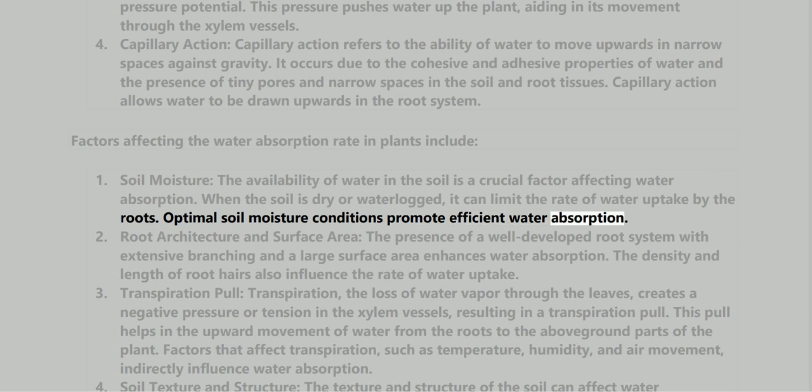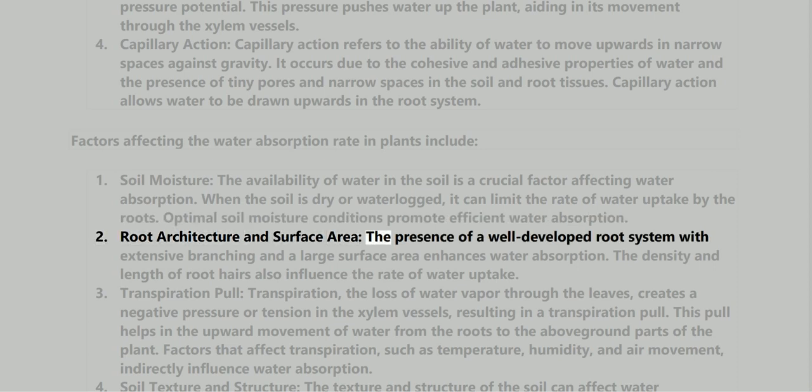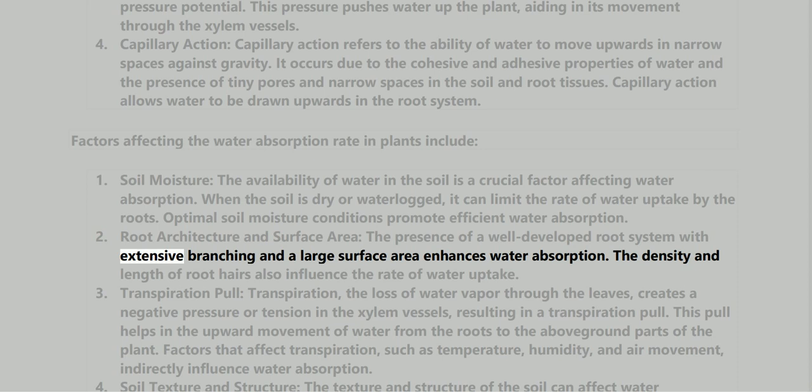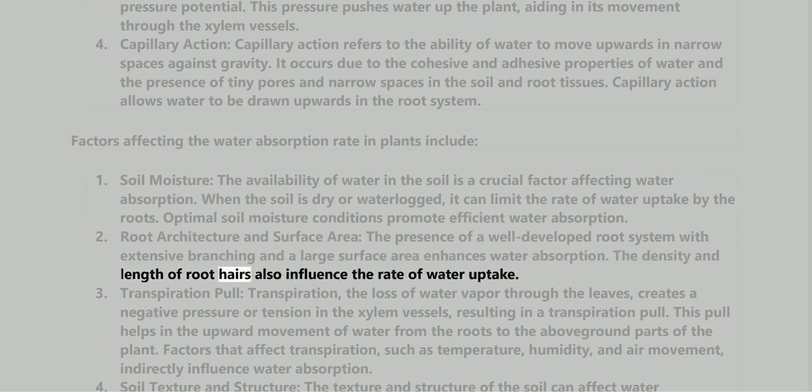2. Root architecture and surface area. The presence of a well-developed root system with extensive branching and a large surface area enhances water absorption. The density and length of root hairs also influence the rate of water uptake.